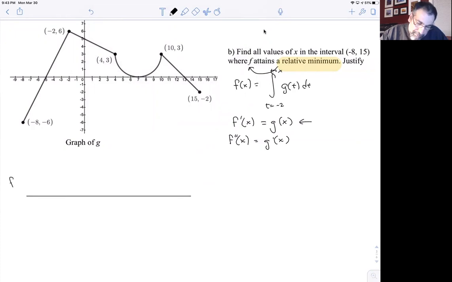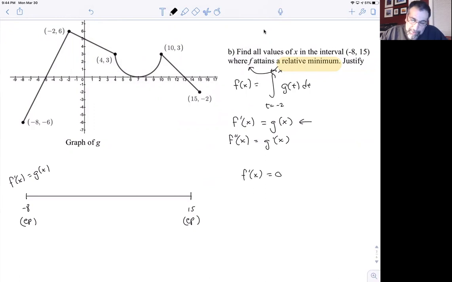So again, that's f prime of x, which is equal to g of x. We're going to put some endpoints on here. We're going to start at -8, and have an ending point on this side of 15. And now we're asking, where does f prime of x equal 0?